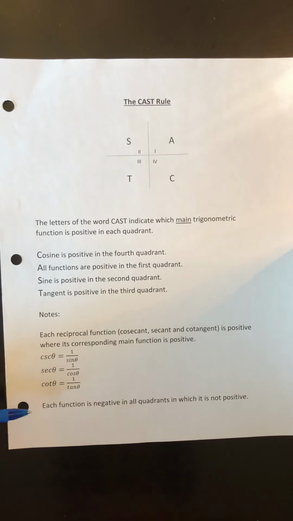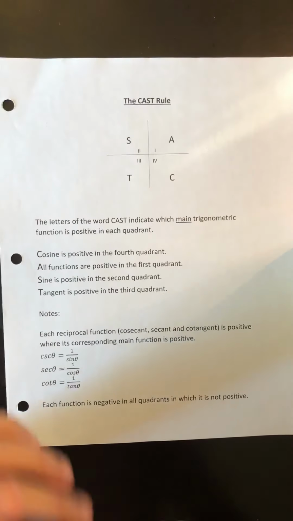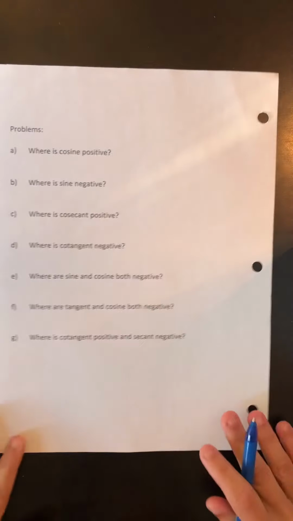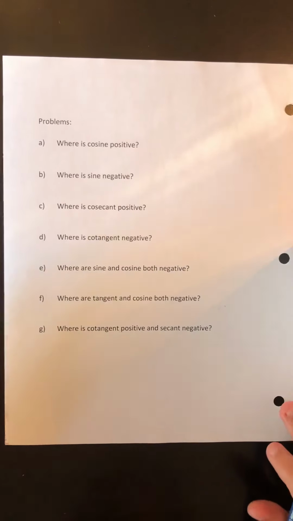So that's the first note on how we handle the reciprocal functions. And the last note is here at the bottom. It is implied every function will be negative in the quadrants in which it is not positive. I just want to make sure everyone is understanding this rule, because we use it in our next lesson, which is entitled Functions versus Angles. To make sure we're understanding the key features of the cast rule, I've got on the reverse side some questions that we'll solve together.